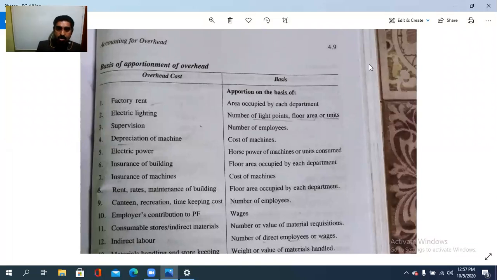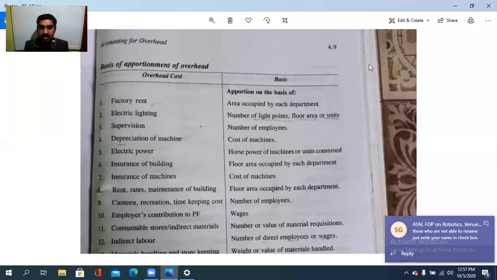Factory rent, the area occupied by each department. This you keep in mind, then only you can do the problem. Factory rent is to be taken on the area occupied by each department.